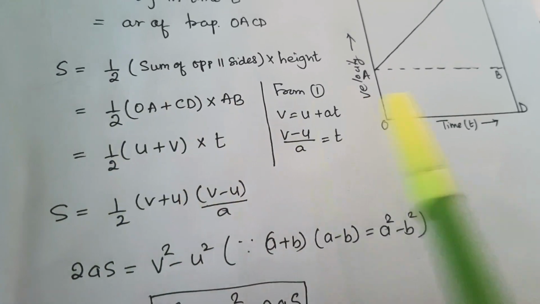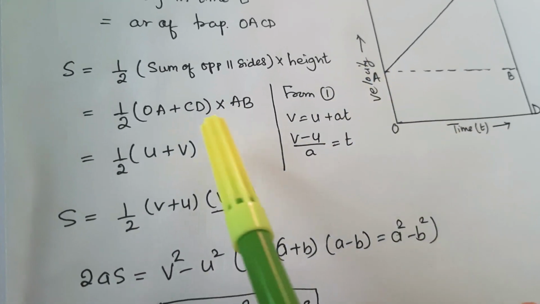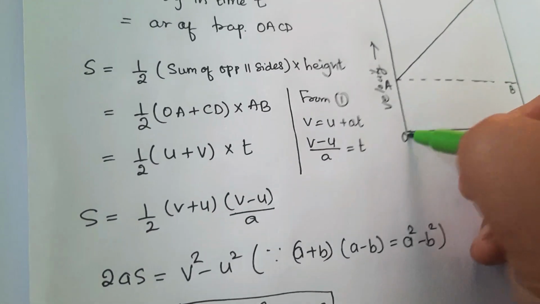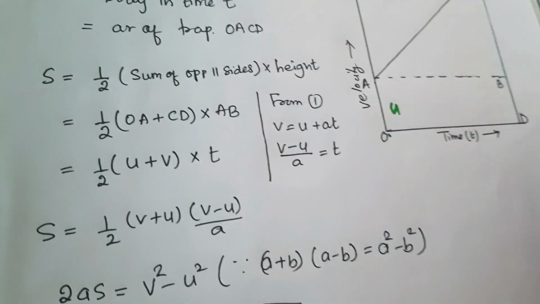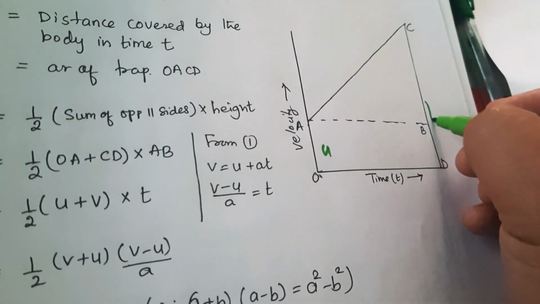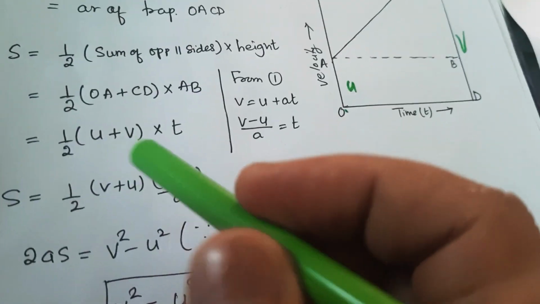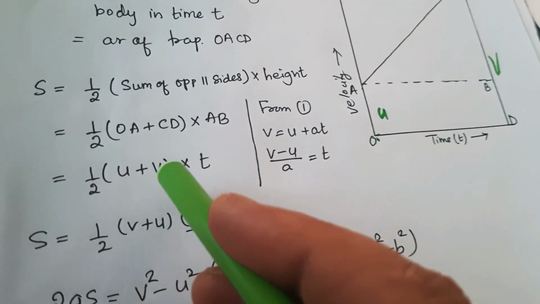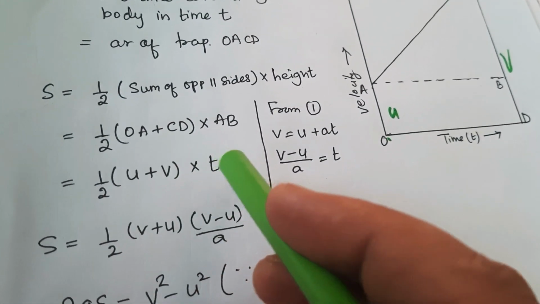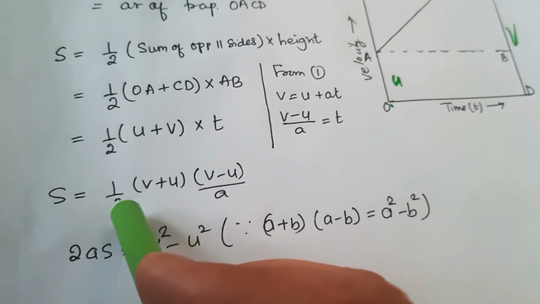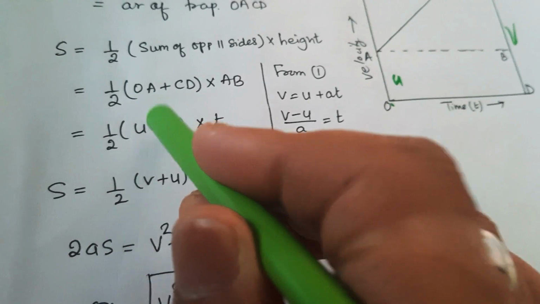OA means U and CD means V. This is your OA, from here to here it is U, and from D to C it is V. So half U plus V into AB, which is T. Now look here: S equals half V plus U, into T.